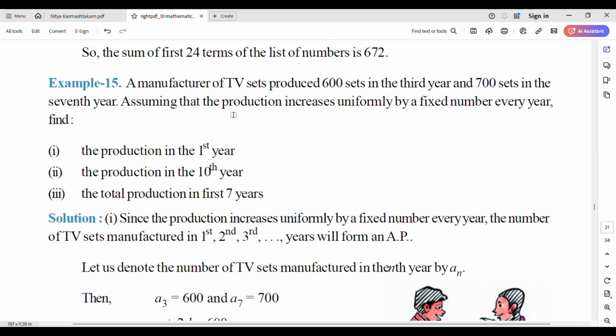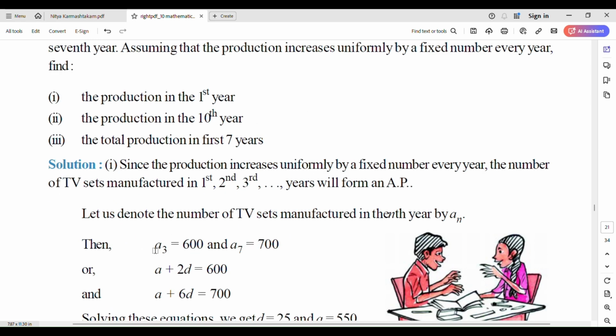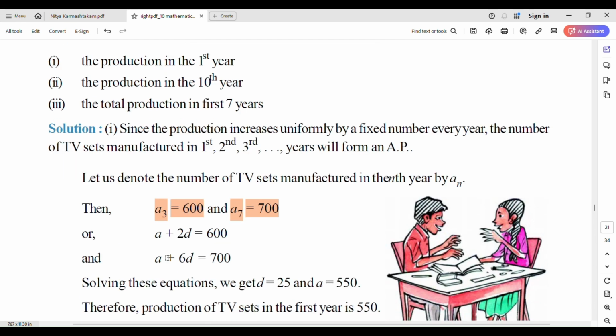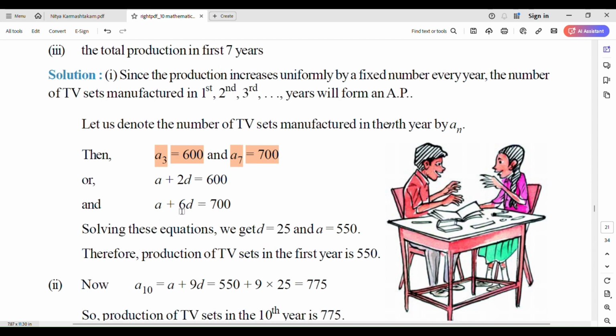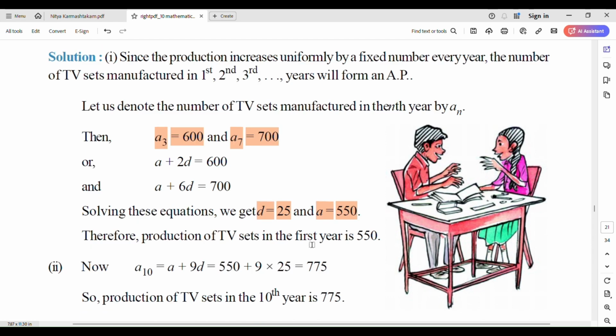Okay, so what is the information given? In the 3rd year he produced 600 TVs, that is A3 equals 600. In the 7th year he produced 700 TVs, that is A7 equals 700. Okay, so if I expand, A plus 2D equals 600, A plus 6D equals 700. If I subtract them, basically what I will get is 4D equals 100 or D equals 25. And if I substitute D equals 25 here, I will get A equals 550. Okay, this is the first year production. Correct. So we answered one question. First year production is 550.